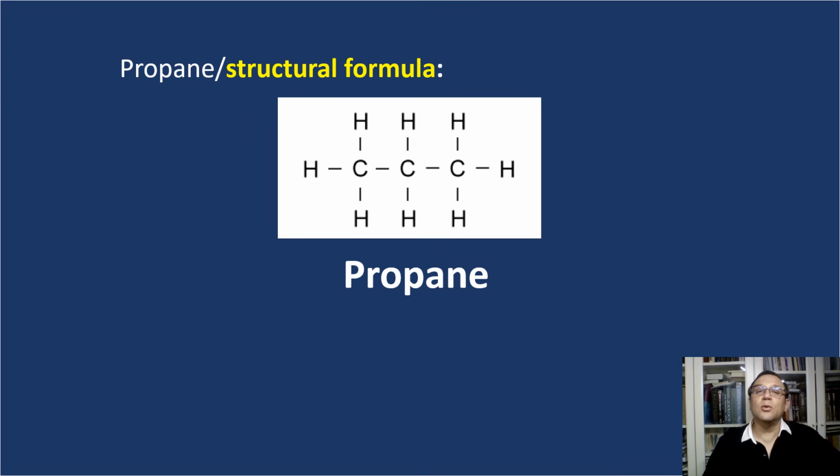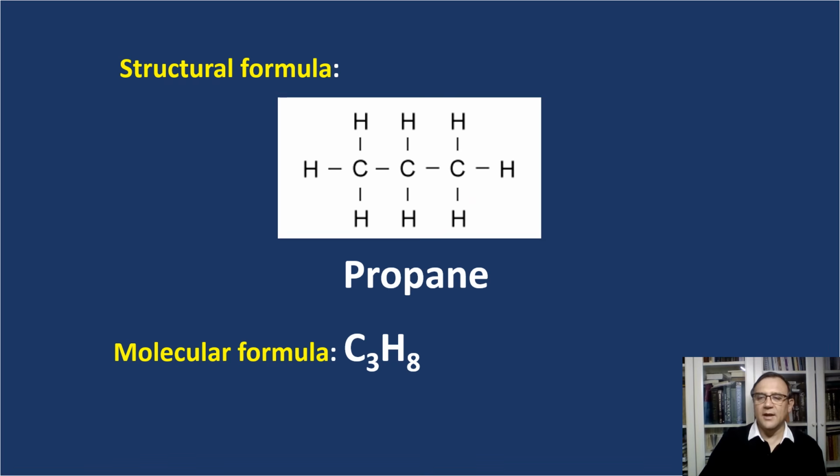Glucose is a 6-carbon compound. Let's take a look at propane, a gas commonly used for cooking. The name propane tells us that there are 3 carbon atoms, from the Greek propa meaning 3. Each carbon atom forms 4 covalent bonds with hydrogen and other carbon atoms. The molecular formula for propane is C3H8: 3 carbons and 8 hydrogen atoms.